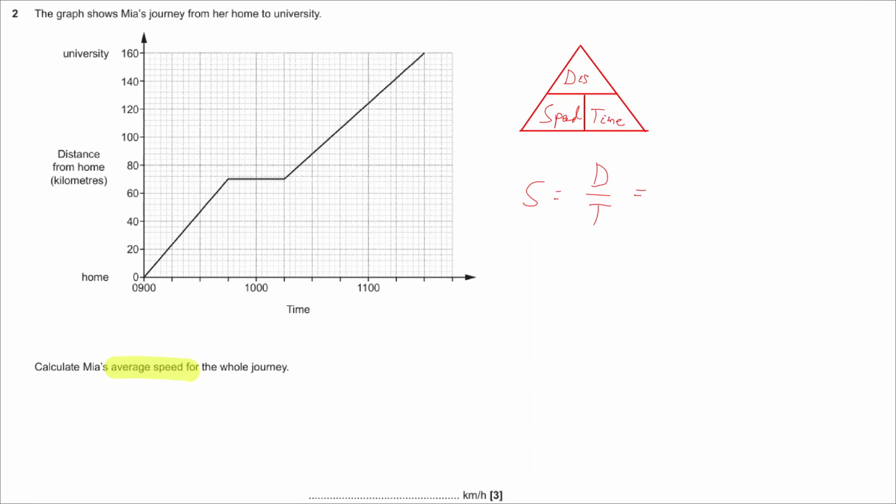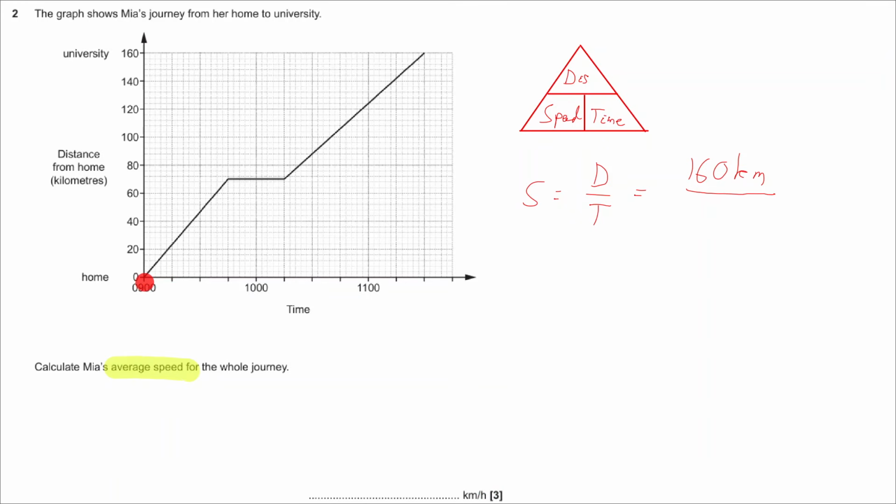Now Mia's total distance, so she started at 0 kilometers and she finished off at 160. So the total distance must be 160 kilometers. And it's important to put the units here because, well, you can see it down below. You want the speed in kilometers per hour. So we've got kilometers, which is good. And we're dividing by the total time taken. Now, the time taken, you've got to do it in hours because it's kilometers per hour.